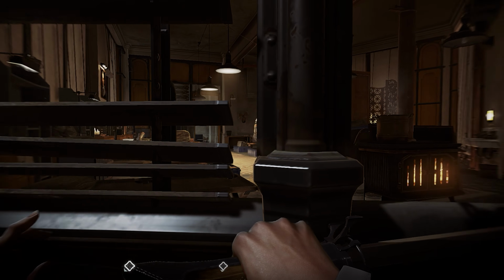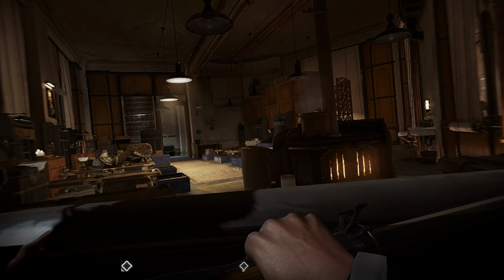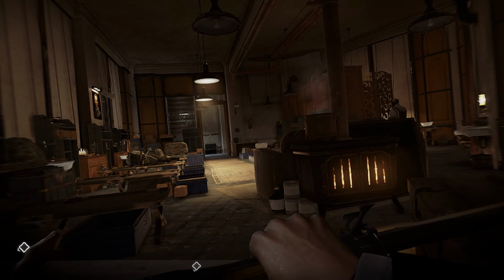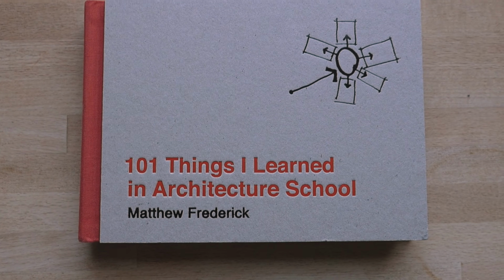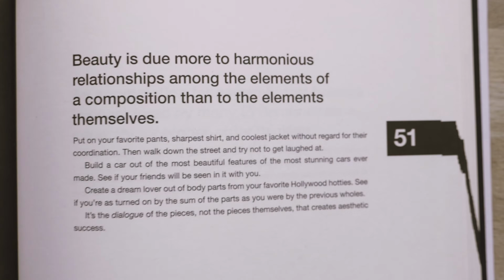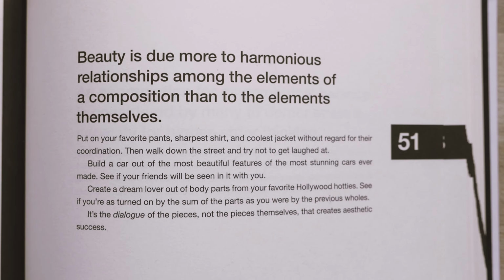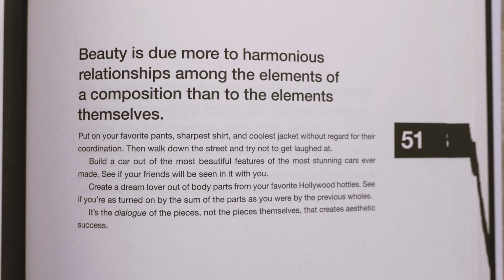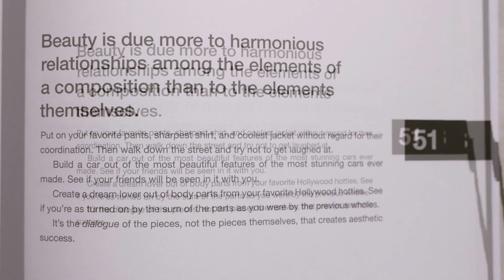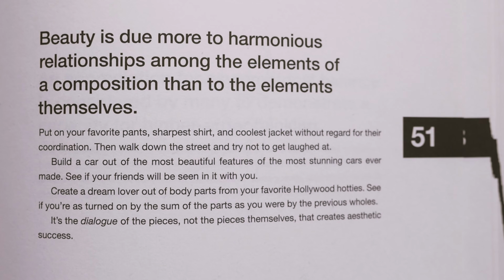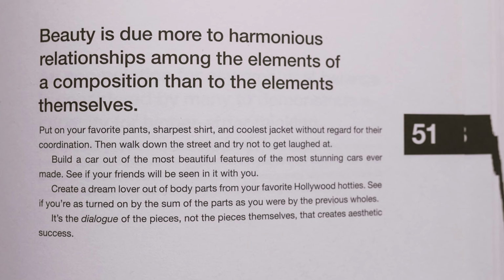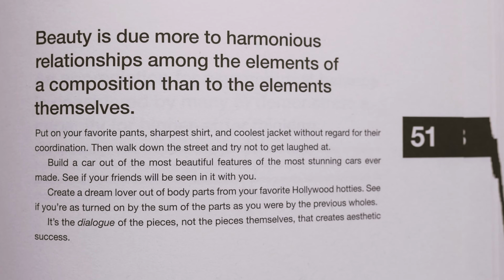engaging experience. With that in mind, something that really resonated with me and influenced this talk was a section of this book, 101 Things I Learned at Architecture School. It talked about the idea that beauty is due more to harmonious relationships among the elements of a composition than to the elements themselves. And as it says at the end, it's the dialogue of the pieces, not the pieces themselves, that creates aesthetic success.